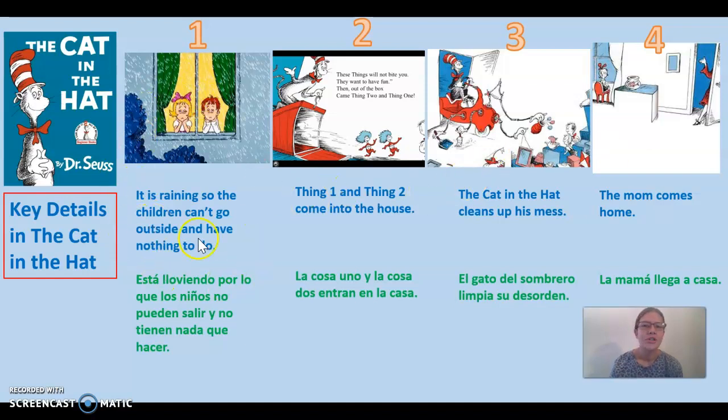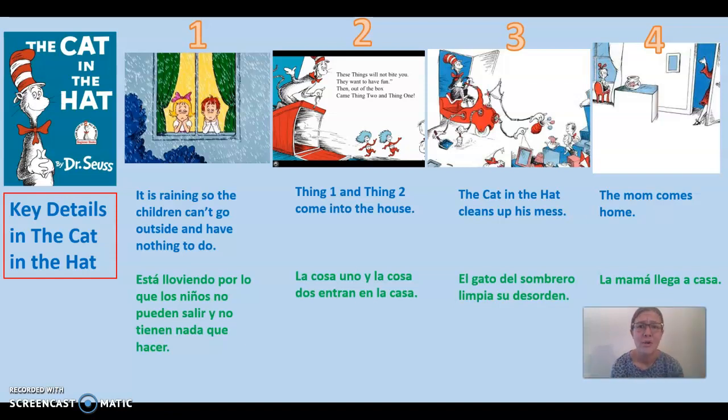And it was raining and the children couldn't go outside. They had nothing to do. They were so bored. You know how it is when the weather's really bad and you have to stay inside all day and you can't go outside. That is no fun. So, what happened after that? I thought to myself, the Cat in the Hat came in their house.